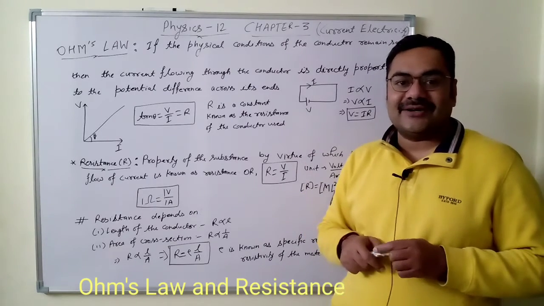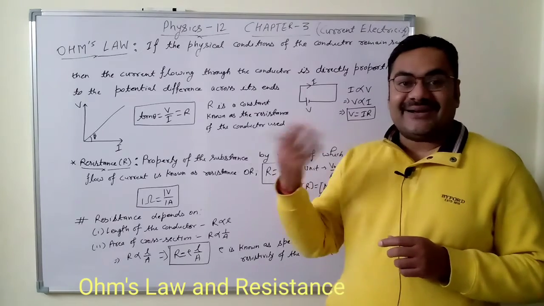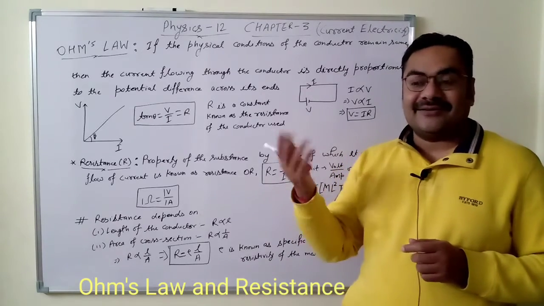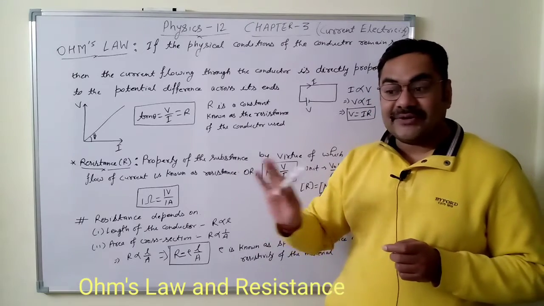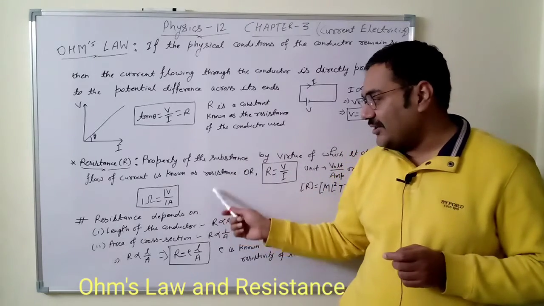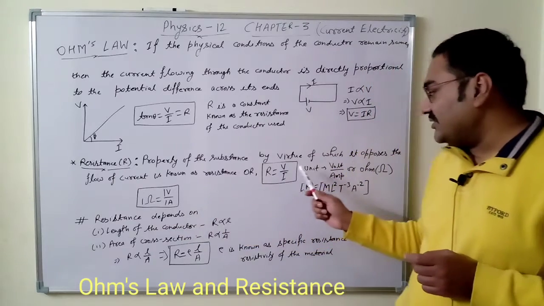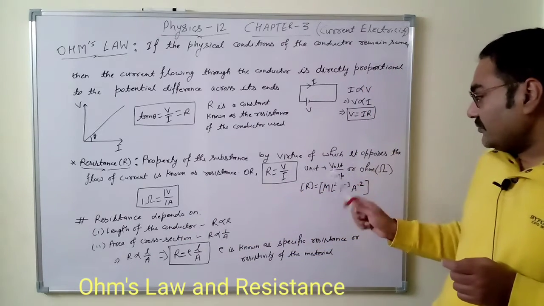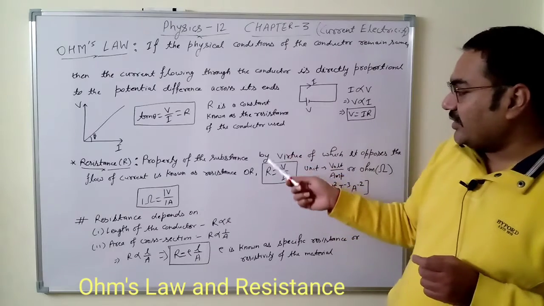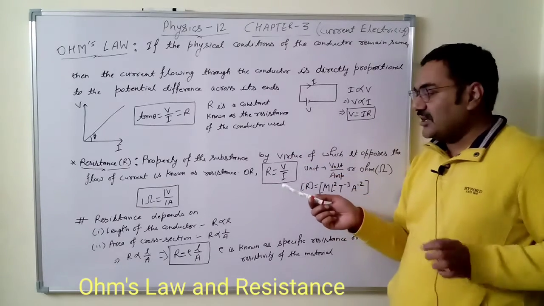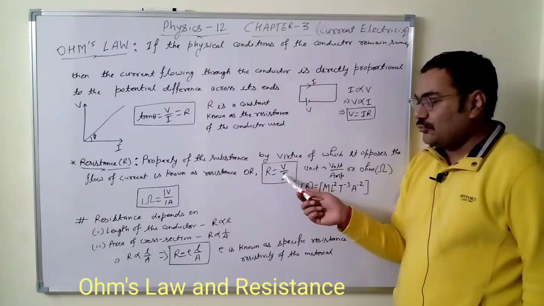Smaller the resistance of the conductor, better the conductivity, or better conductor that material is. So resistance is a property by virtue of which it opposes the flow of current, and this is a scalar quantity. Remember, resistance is a scalar quantity and R equals V upon I.